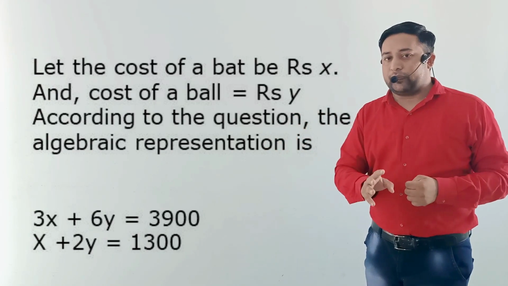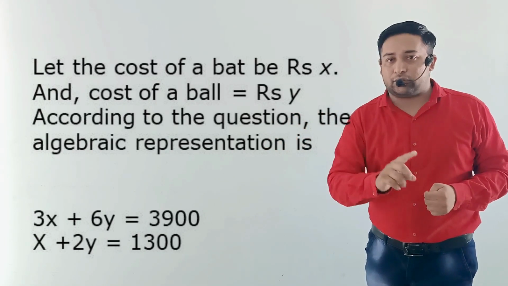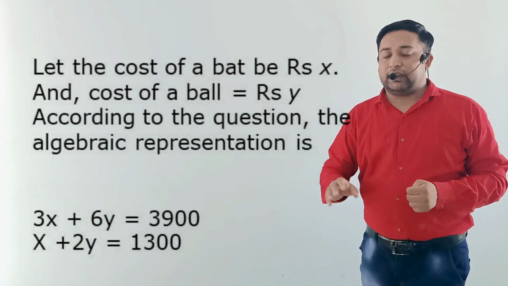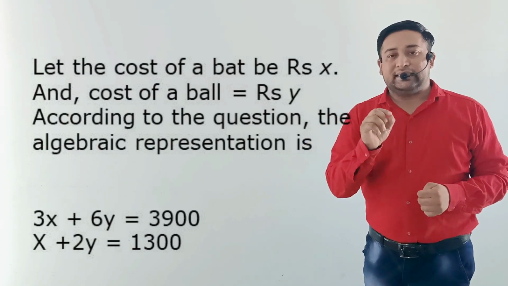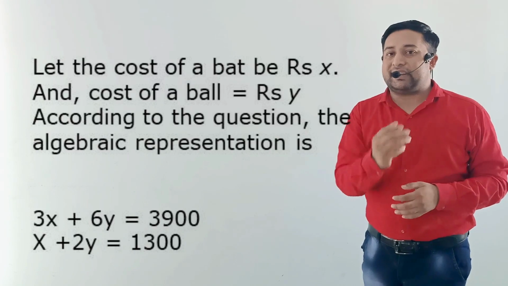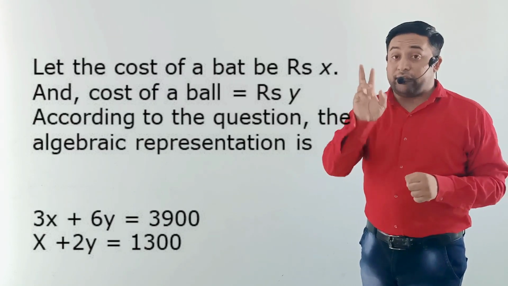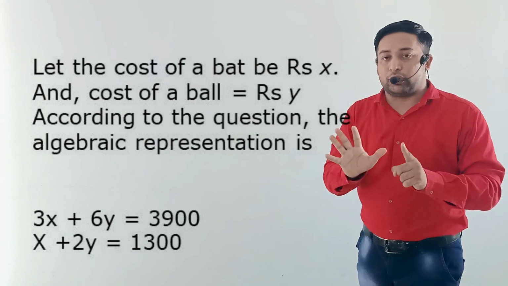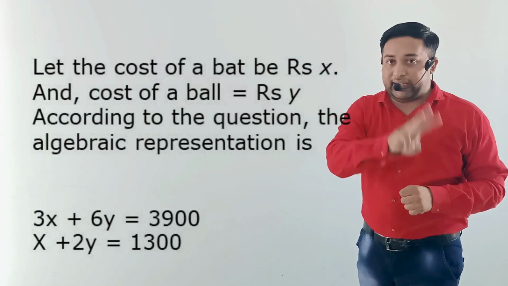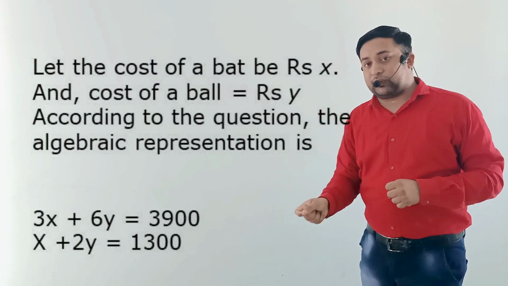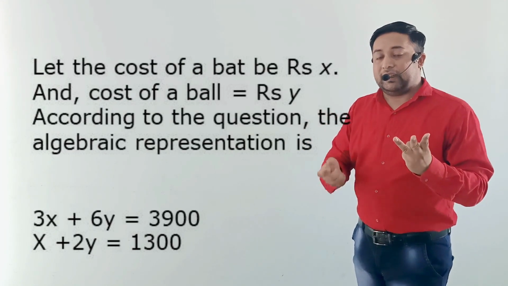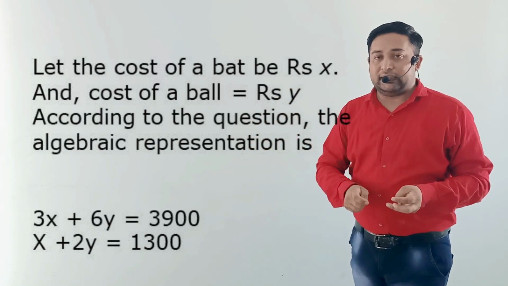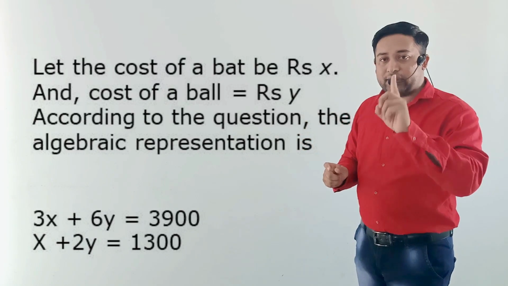Suppose the cost of 1 bat is x rupees. So what will be the cost of 3 bats? Multiply by 3, so 3x. Similarly, the cost of one ball is y rupees, so for 6 balls it is 6y. The cost of 3 bats and 6 balls is 3900. So 3x plus 6y is equal to 3900 will be my first equation.